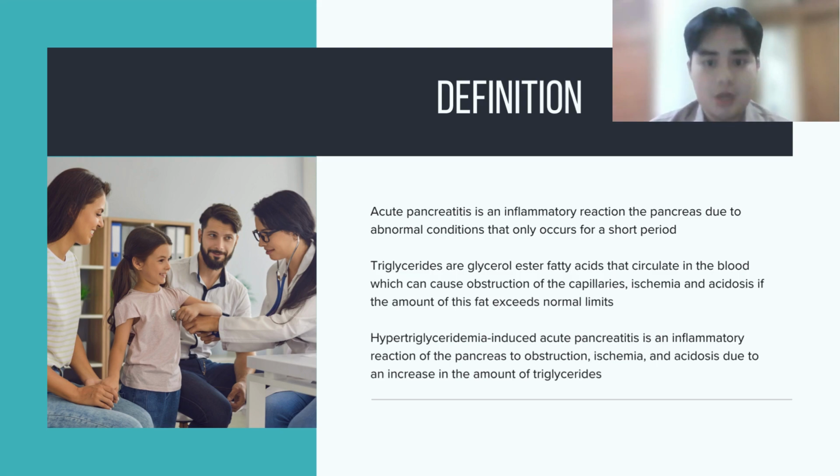This condition will cause the pancreas to become inflamed, which will cause the pancreatitis. So it can be concluded that hypertriglyceridemia induced acute pancreatitis is an inflammatory response of the pancreas to obstruction, ischemia, and acidosis due to an increase in the amount of triglycerides.